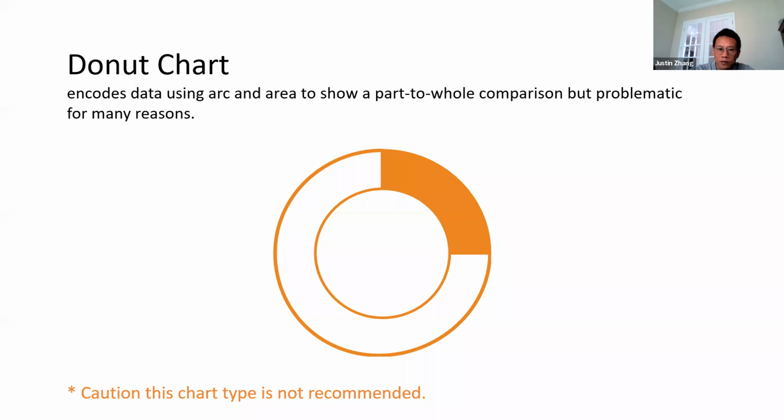Donut chart. A donut chart is similar to concentric charts, and again, it has similar issues. That's why this is not commonly recommended for precise comparison.